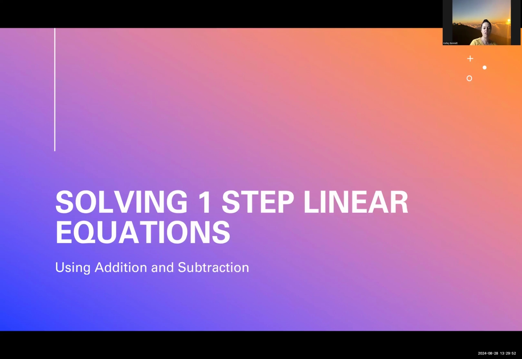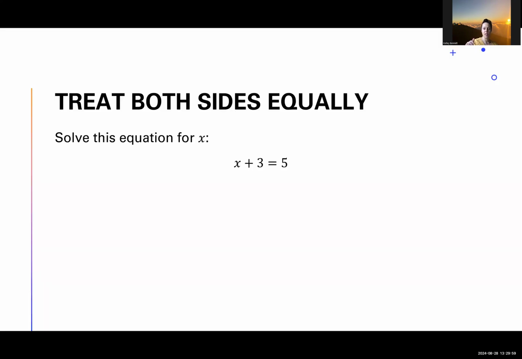All right, so let's solve a one-step linear equation using addition and subtraction. The whole process is going to be centered on treating both sides equally. So if we want to solve x plus 3 equals 5 for the variable x, we notice first that x is with a plus 3.